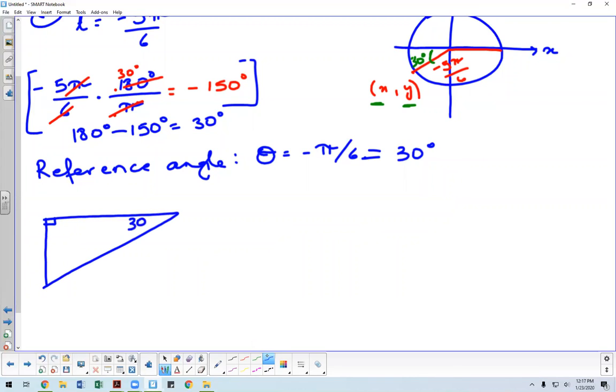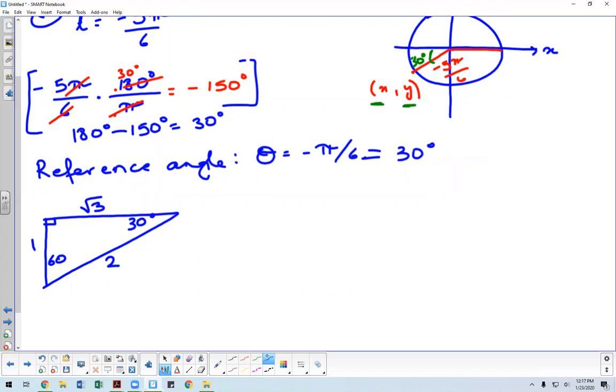So 30, 60. Now remember, the shortest side will be across from 30 degrees. So this is going to be 1. The longest one is the hypotenuse, so that's going to be 2, which makes across from 60 our square root of 3. Now we're talking in terms of respect to the 30 degree angle as our reference angle, right?